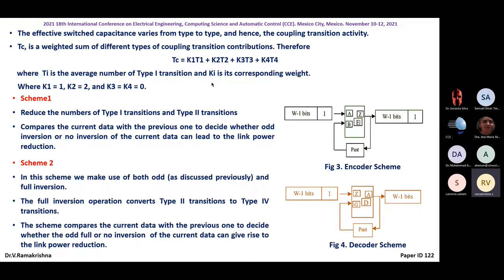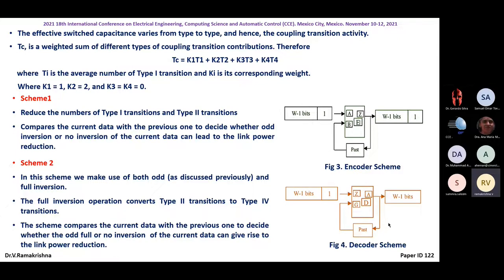Now, here is the encoder architecture. The input data to the encoder block is W bits, in which W minus one bits are input data to the encoder, and one bit is the inversion bit. If the inversion bit is one, the input data is either odd inverted or even inverted, depending on the encoding scheme. If the inversion bit is zero, then the input data is sent to the output without any inversion. If it is one, then that is the inversion bit. This is the encoder scheme.